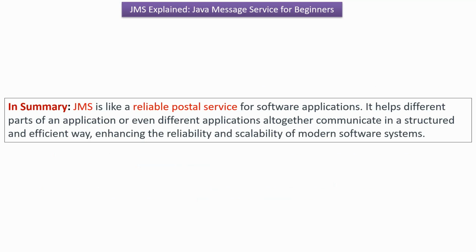In summary, JMS is like a reliable postal service for different software applications. JMS helps different parts of an application or even different applications communicate in a structured and efficient way, enhancing the reliability and scalability of modern software systems.